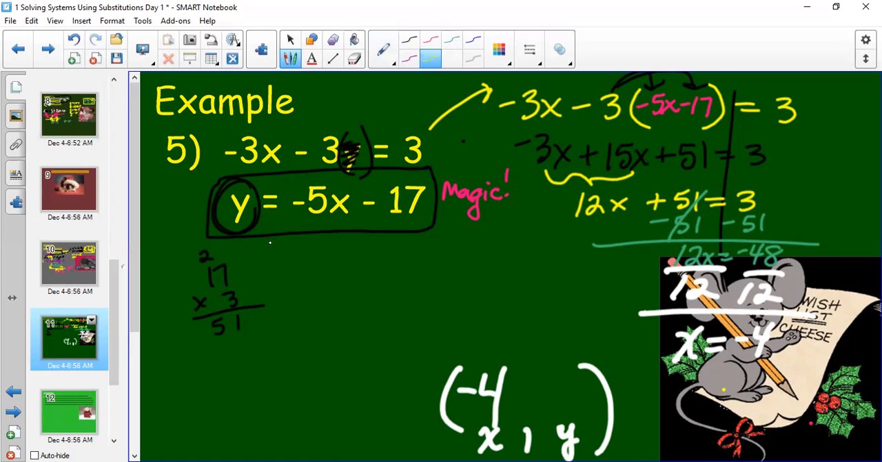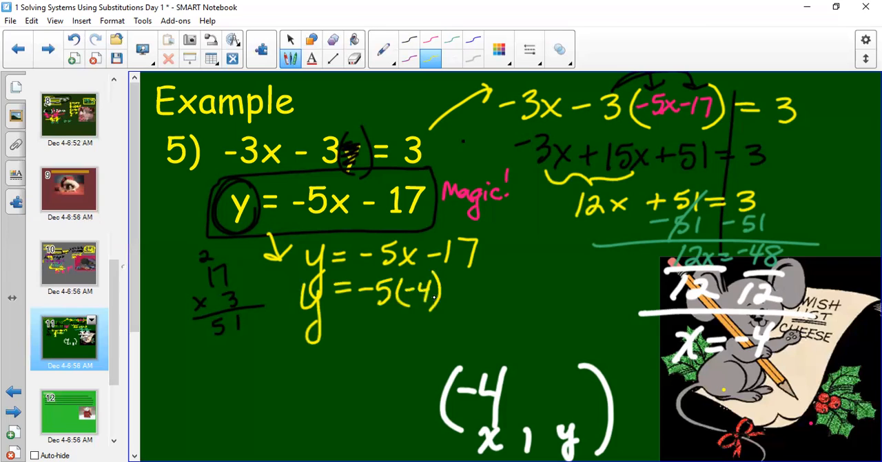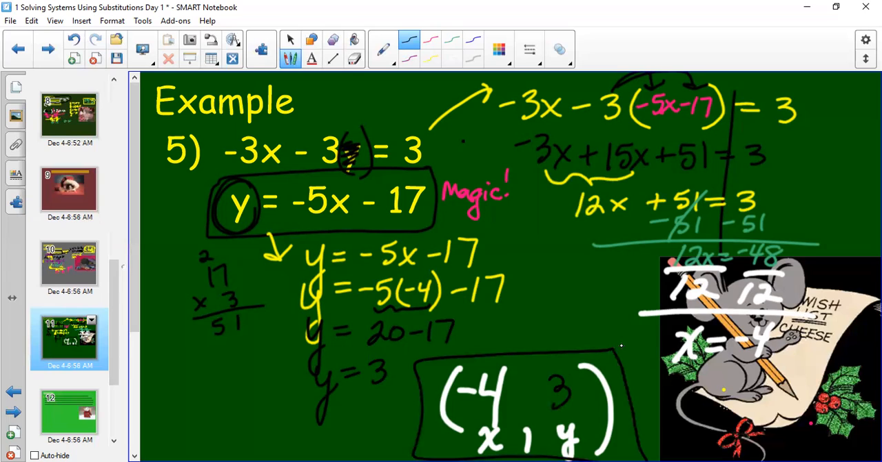To find the y, go back to your magic. Y equals negative 5x minus 17. But we're going to plug in what x equals this time, which we just found x to be negative 4. And if I solve this, negative 5 times negative 4 is 20 minus 17. Y is going to be 3 here. So negative 4, 3 is my final answer on that one.